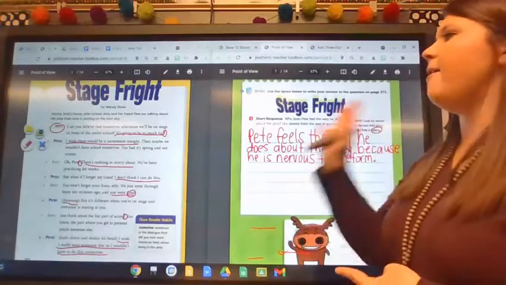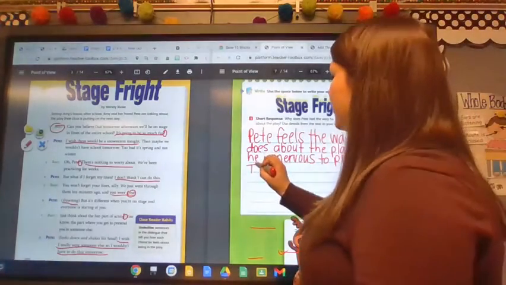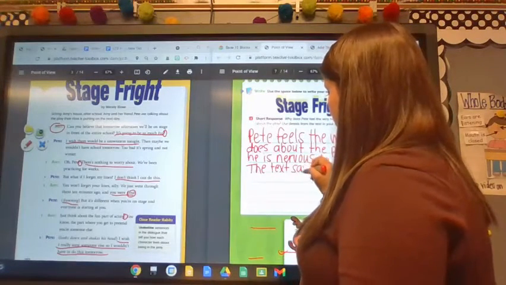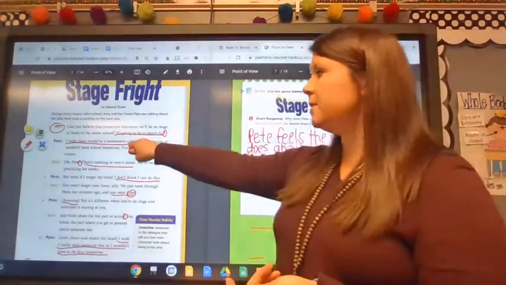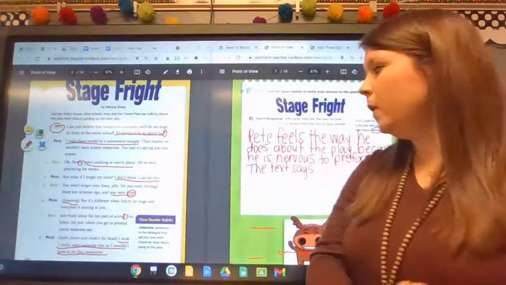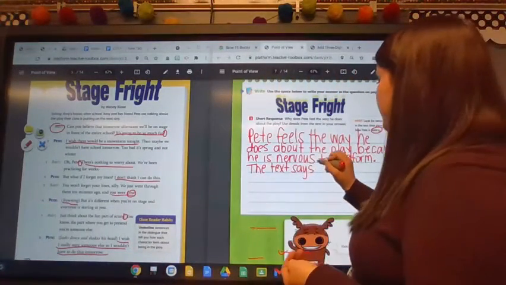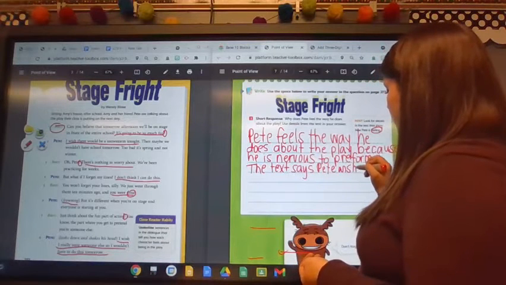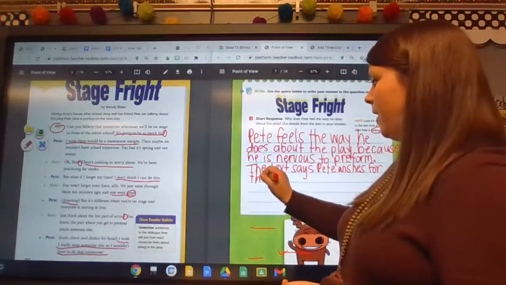Now we need to give evidence, details from the text that let us know that. So the text says that Pete wishes that there would be a snowstorm. He wishes that there would be someone else. So the text says Pete wishes for things so he doesn't have to do the play.